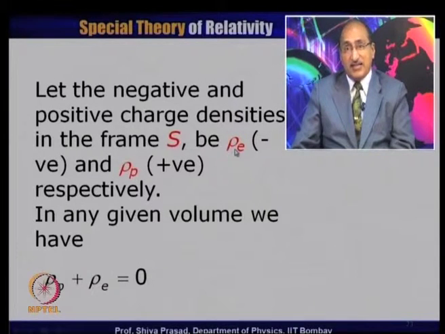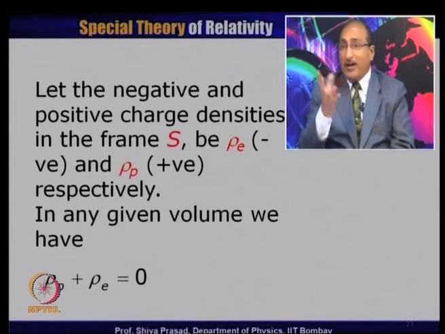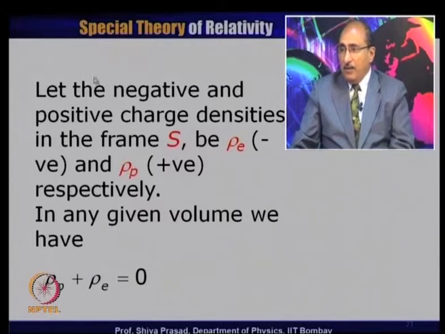Of course, because this is charge density, this is negative, because the charge is negative, though number density is not negative. Number density has to be always positive, while positive charge density is positive because the charge is positive.